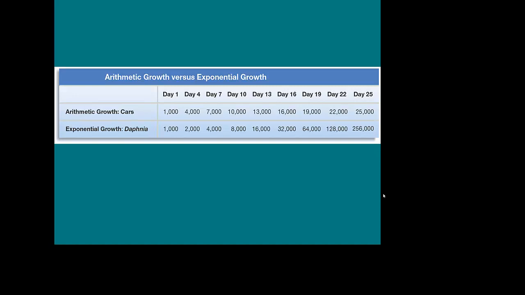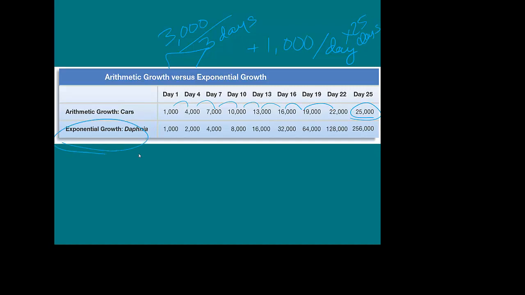We have arithmetic, so if we look at our car example here, it's showing us that between day 1 and day 4, we've added 3,000 cars. So if that's per 3 days, we're adding 1,000 cars per day. And we do that every single time, okay? In the end, at day 25, we have 25,000 cars. That should make sense if you're adding 1,000 cars per day times 25 days, right?